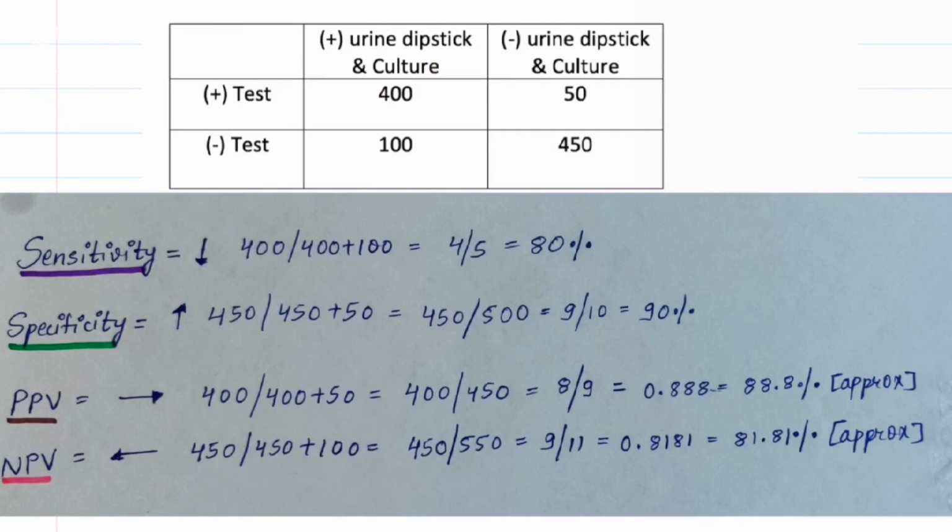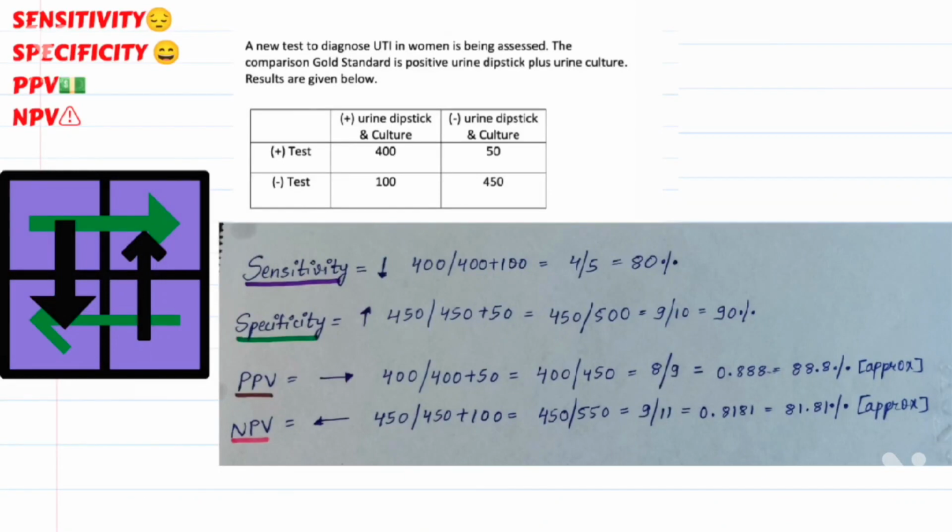So, for PPV, arrow in the forward direction, so 400 upon 400 plus 50, and NPV or negative predictive value as arrow in the backward direction, so 450 upon 450 plus 100. So our PPV comes out to be approximately 88.8% as you can see on your screen, and NPV comes out to be 81.8%. So I always use such stories for solving my biostatistics question.